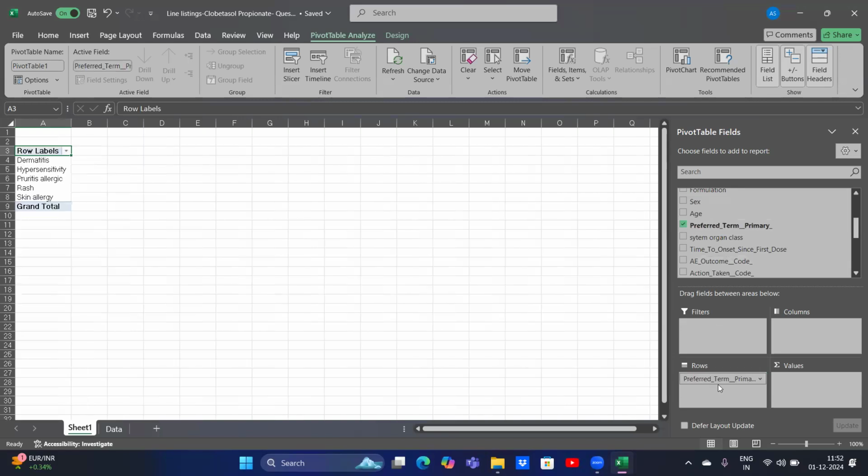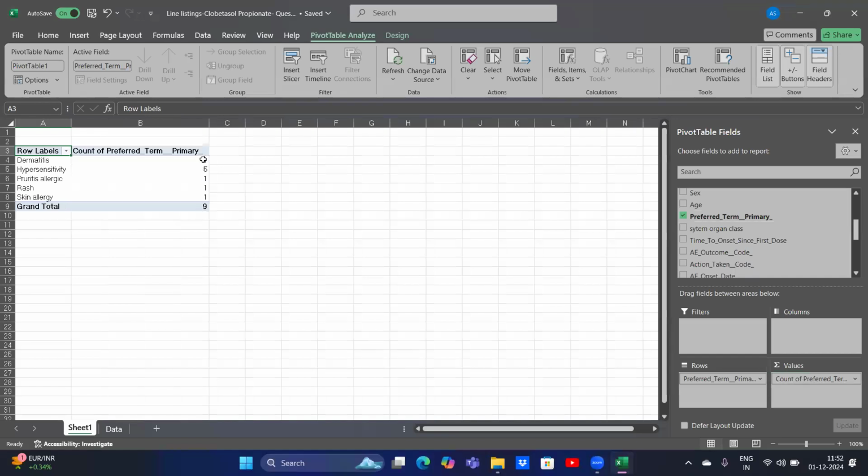Okay. Now, can you see here? The preferred terms are there. Dermatitis, hypersensitivity, pruritus allergic, rash, skin allergy. Can you see? Yes or no? Yes, yes. Okay. So what is the count for these case PTs? So you can put it in values. So you will get the count. Now, can you see the count here?